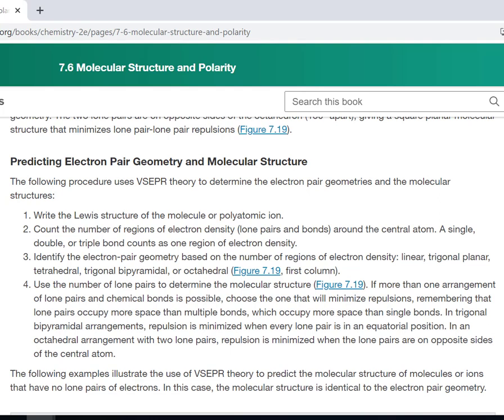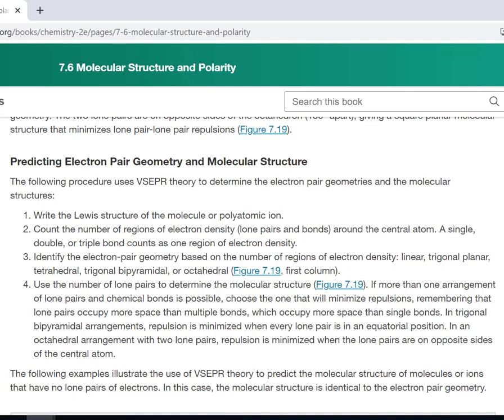Okay, so let's talk about how we can then predict the molecular structure for these based on the Lewis structure. So you have to start with the Lewis structure itself. So if you're just given the formula, first go ahead and write the Lewis structure. And then count the places with electron density. So you would count both lone pairs and bonds around the central atom. When you do this, you're counting single bonds, double bonds, and triple bonds the same. They each count as one place. Lone pairs also count as one place.